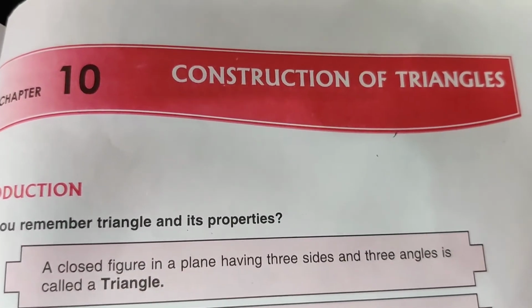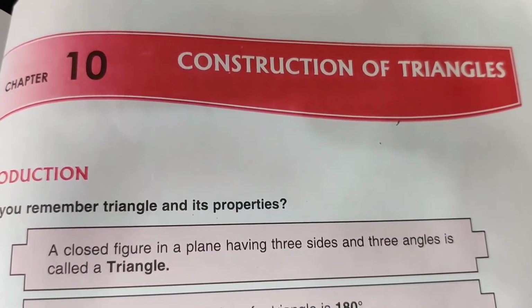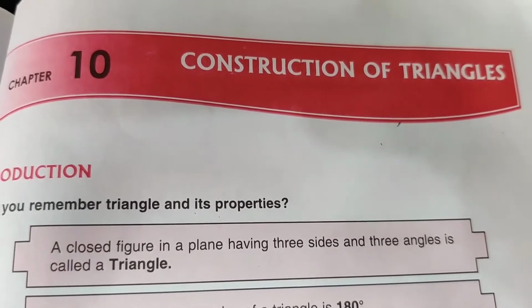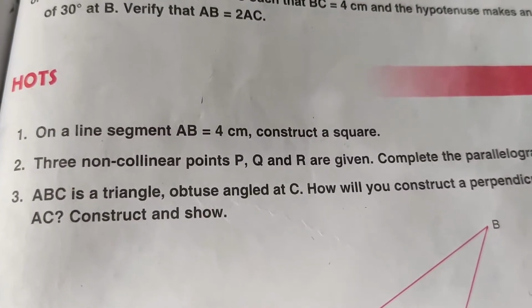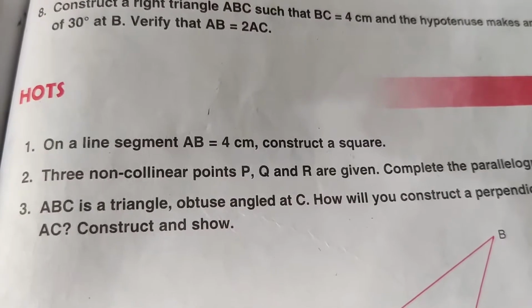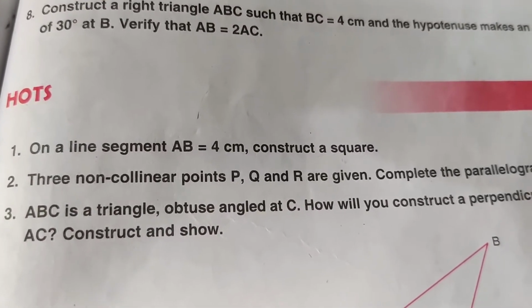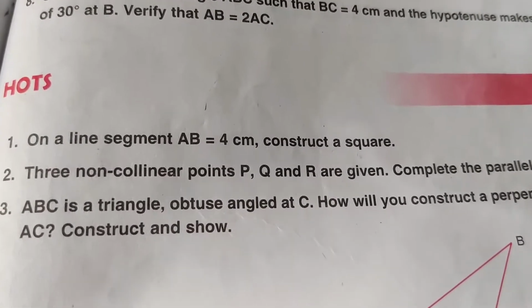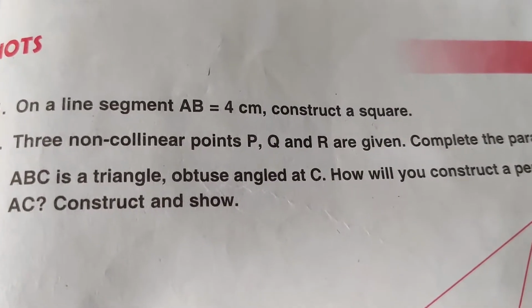First question of construction of triangles of class 7. The question number 1 is, on a line segment AB equal to 4 cm, construct a square. On a line segment AB, construct a square.